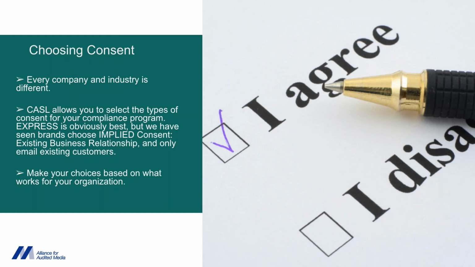So CASL allows you to select the type of consent for your compliance programs, but while Express is obviously the best, sometimes, like I know some of the big banks, I know the chief compliance officers, and they've gone to email customers only. So they've gone to strictly an implied consent as their existing business relationship. And they don't email prospects, and they don't even offer express consent. They just email existing clients. They use all sorts of other techniques to reach prospects and non-clients. But for email, they've decided that implied consent is going to be their strategy.